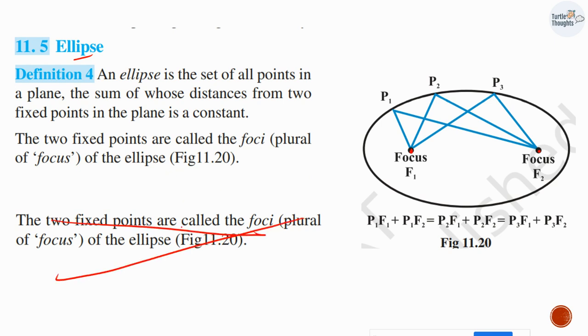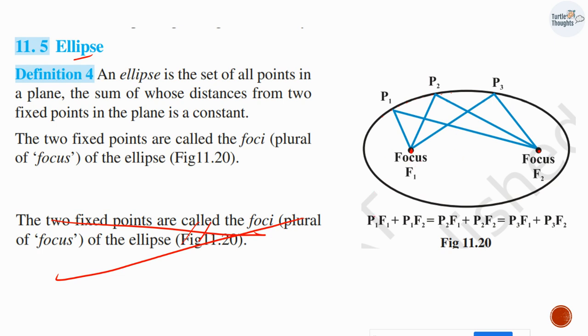I had given this two times, so you need not take this two times. The only thing, the definition you have to know is ellipse is set of all the points in a plane such that the sum of distances from two fixed points is a constant. Those two fixed points are called focus, F1 and F2.